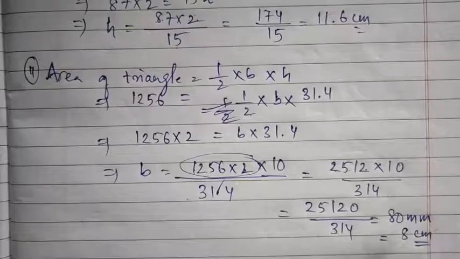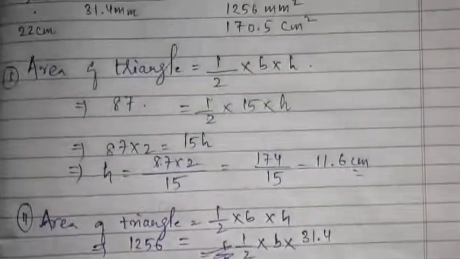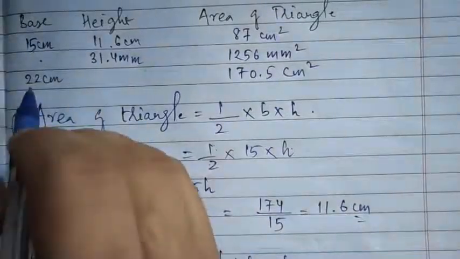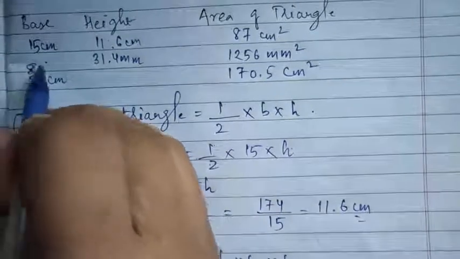Okay, so 1 centimeter is equal to 10 mm. I have already told you. So what base did you get? The base we got is 80 mm.